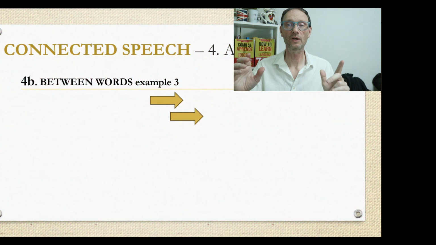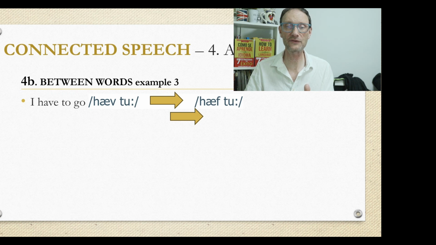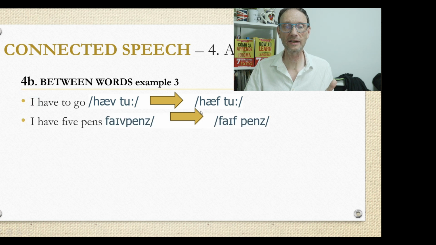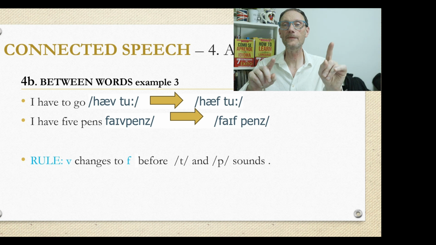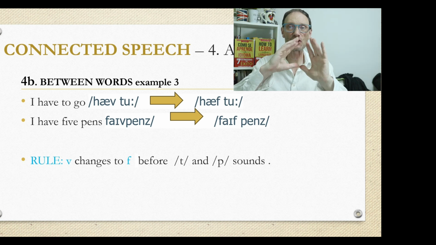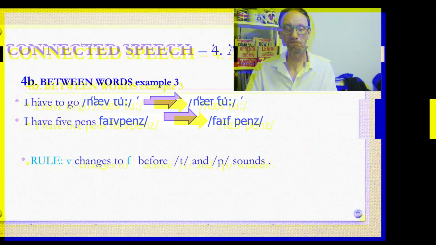Let's look at another example of assimilation between words. For example, here, I have to go. You notice this: I have to, the V becomes an F before the T. Another one, I have five pens. The rule is the V changes to F before the T and the P. Again, because the articulators, the shape of your mouth, prepares itself for the next consonant.